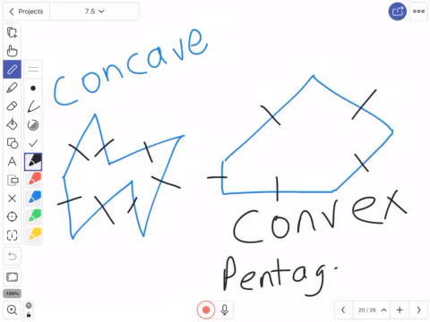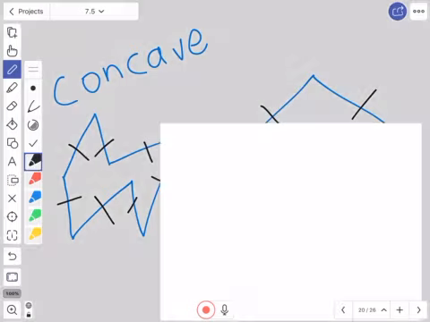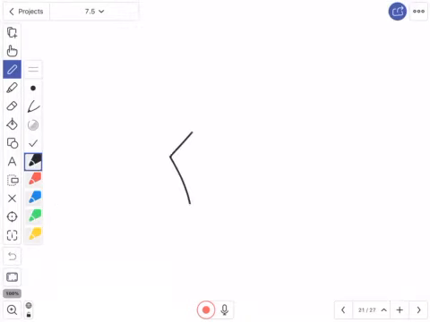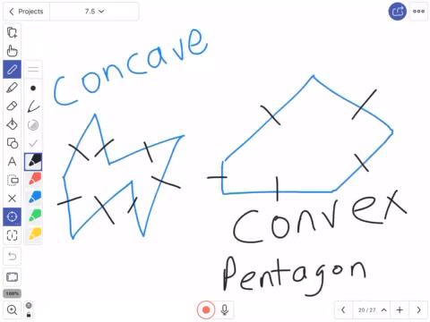Now that does not look like a normal pentagon though. You may be thinking, Mr. Johnson, pentagons usually look like this. 1, 2, 3, 4, 5 sides. Yep, that's more of a regular one. This is still a pentagon. As long as it has 5 sides, it's still a pentagon.